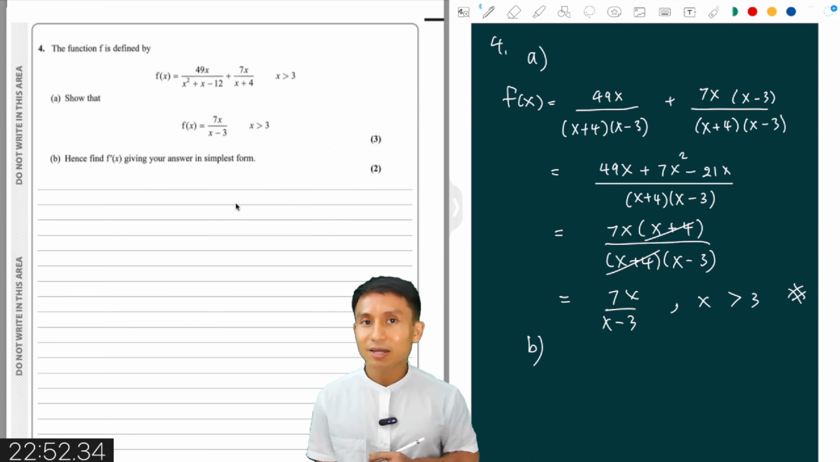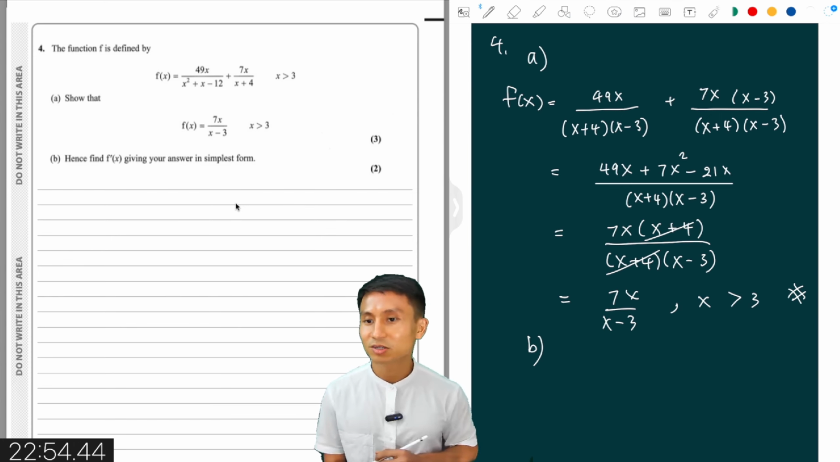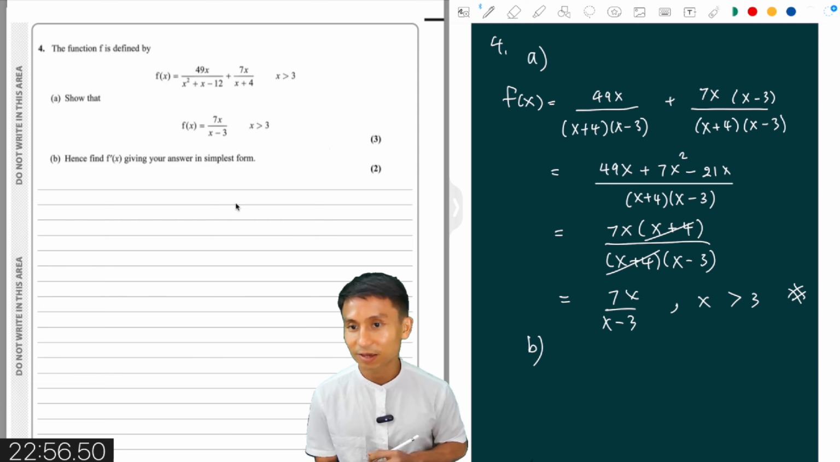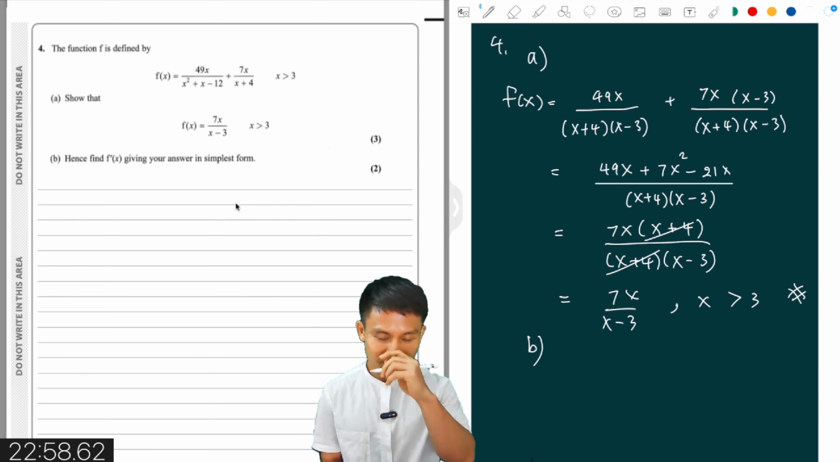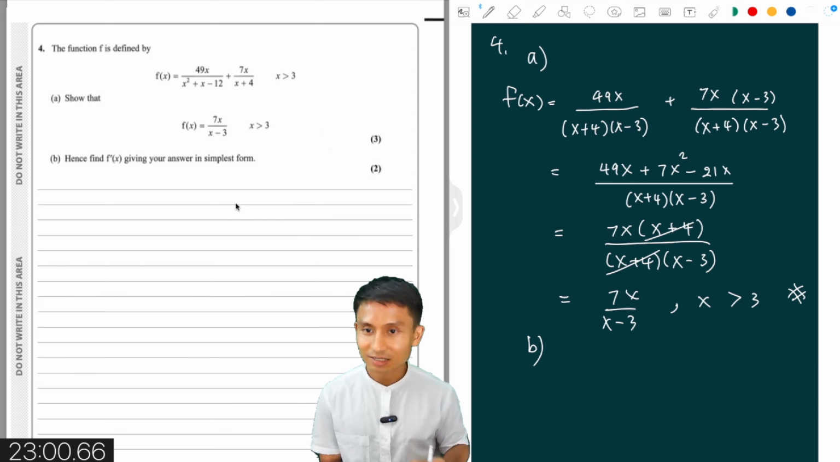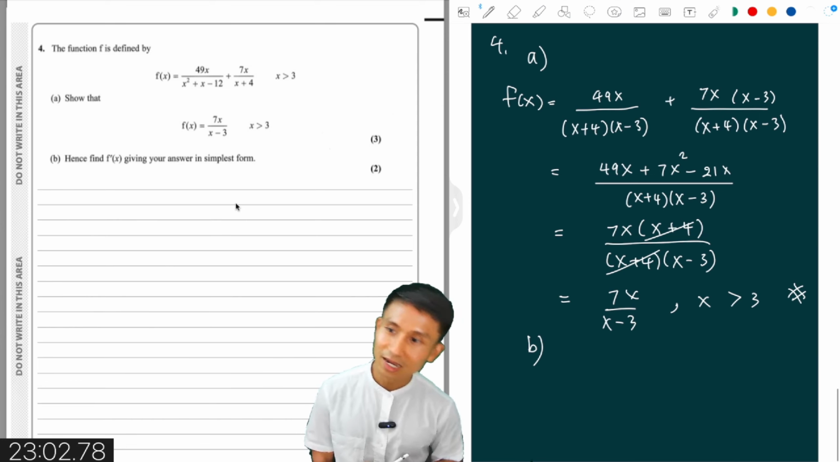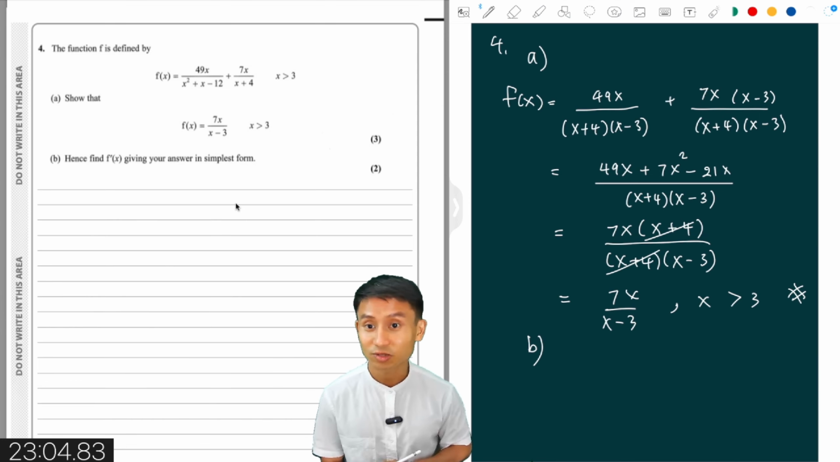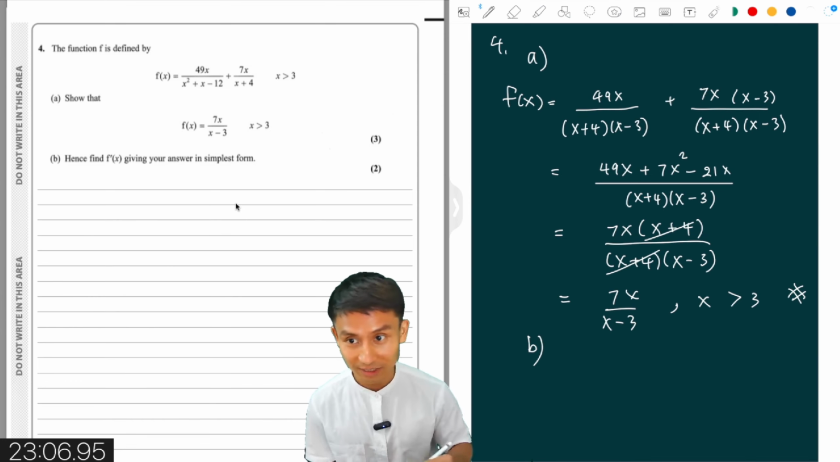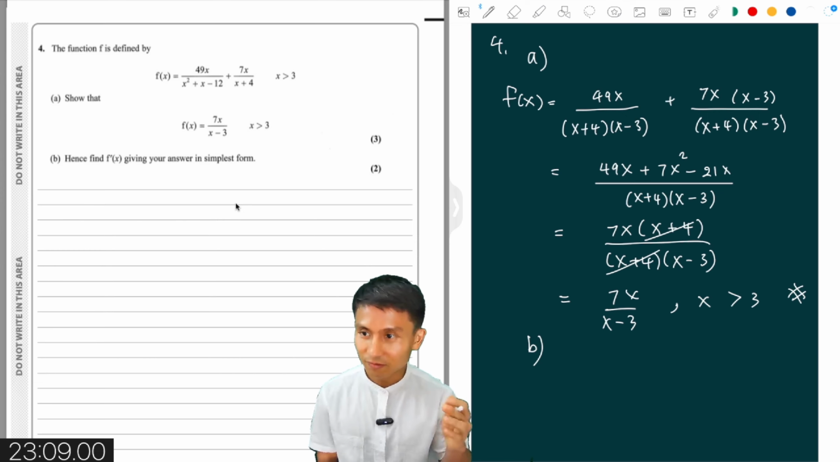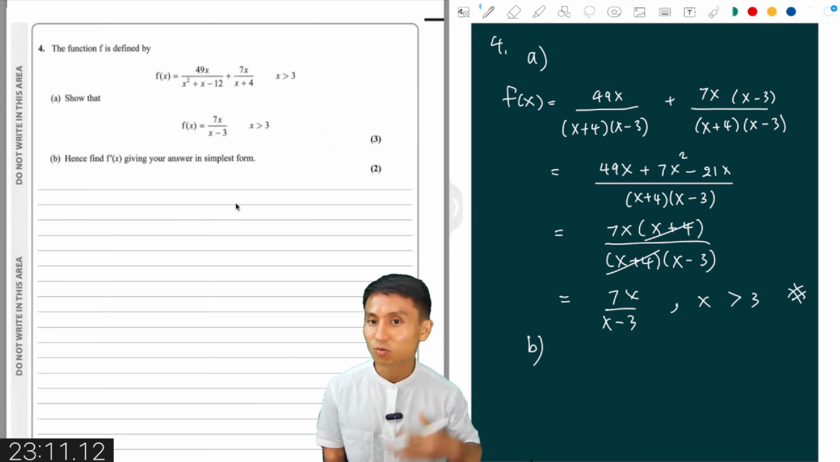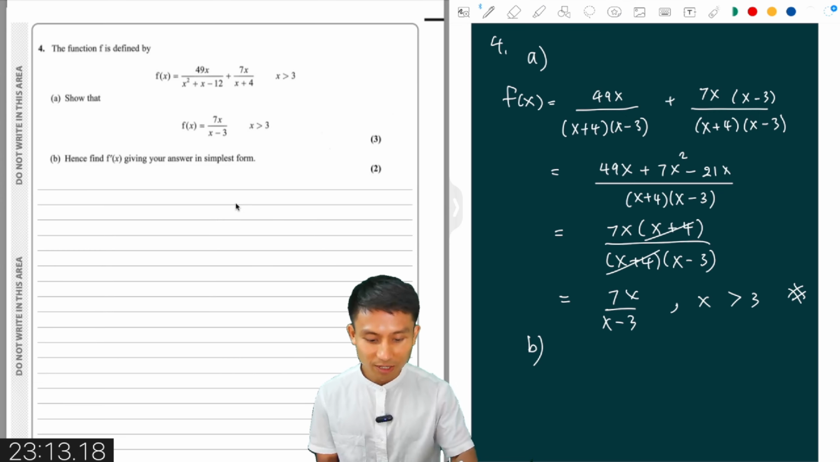B, hence find f dash x. So this is the derivative of f of x, giving your answer in the simplest form. So we just need to differentiate. It seems like a quotient rule, because there is a quotient of two functions here. So v du minus u dv over v squared. Hang on, I'm just going to do that first.